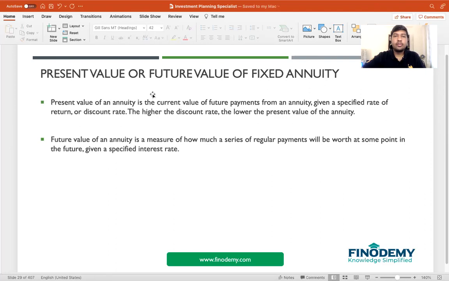Okay. So here we will be learning how to calculate the present value of a stream of cash flows that you'll be receiving in the future, or how to calculate the future value if you are going to invest a stream of cash flows and that amount is going to get accumulated in the future. So both of these things we will be calculating.